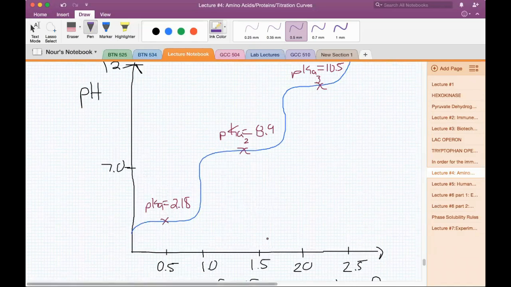So I have it drawn on the bottom, but I think it'll be easier if I just do it here. I have to remember 1, 2, 3, 4.